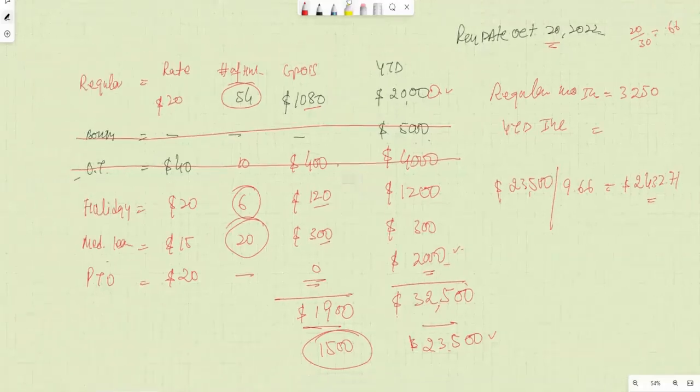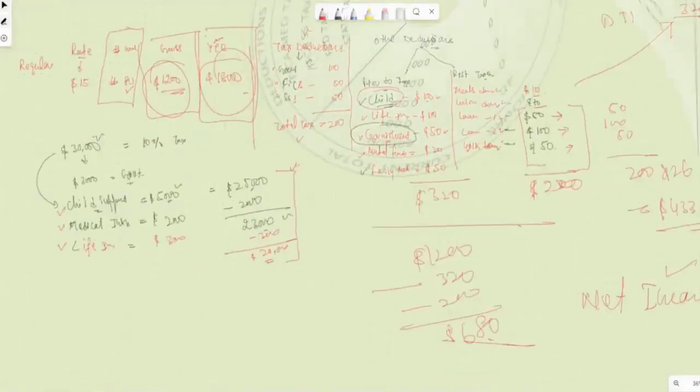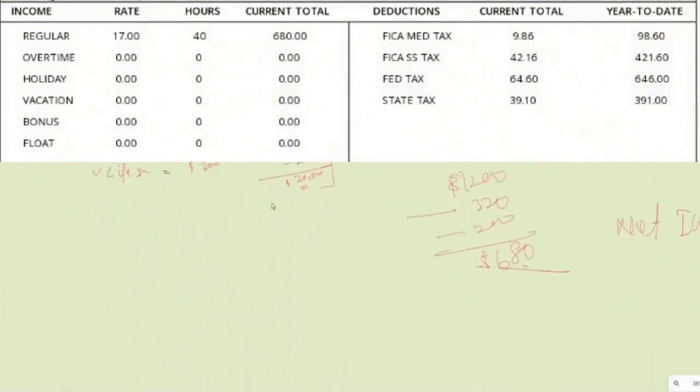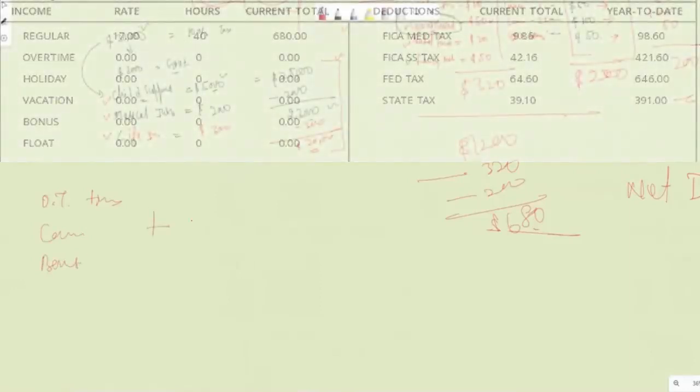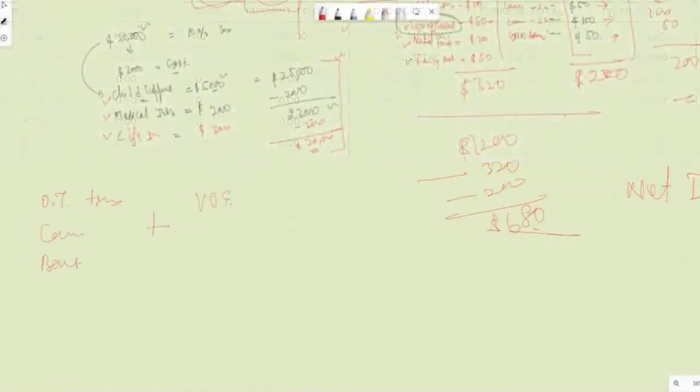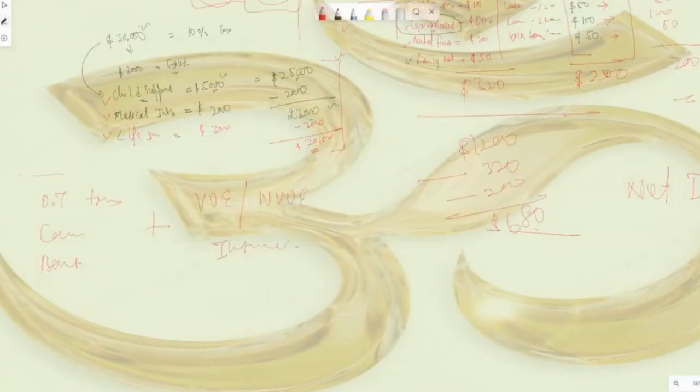Very good. So this is how we are going to calculate our regular monthly income and regular YTD income. Those are the two we discussed, and then tomorrow we are going to see how and when to calculate overtime income, commission income and bonus income. Plus we are going to see the VOEs, when to use the VOE, when to use the written. These are the two topics we are going to cover tomorrow.